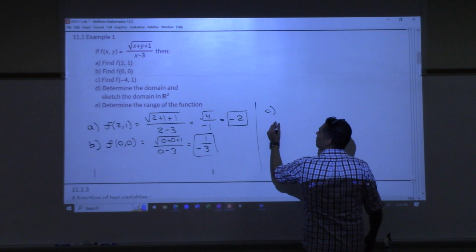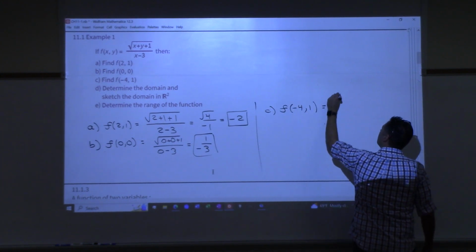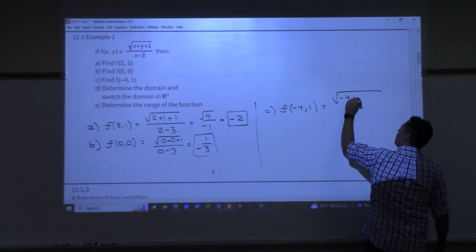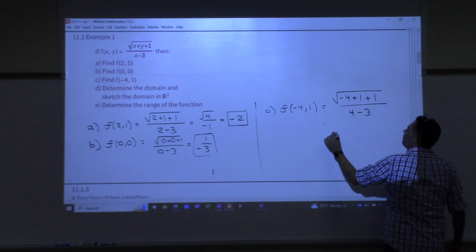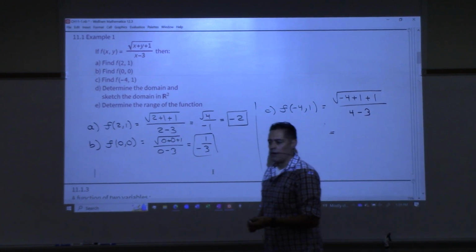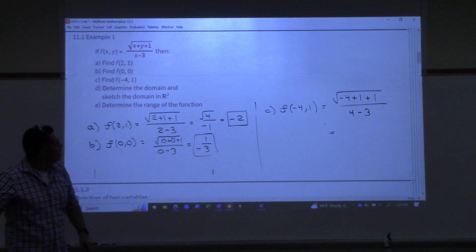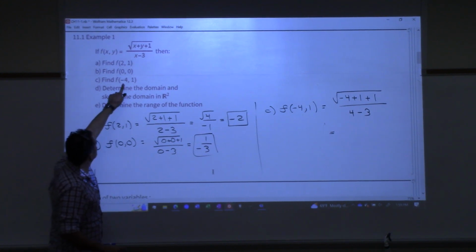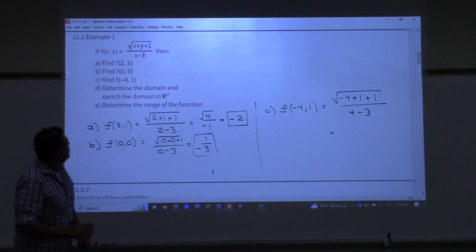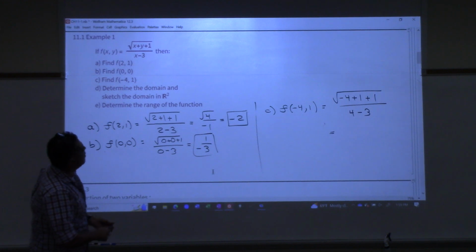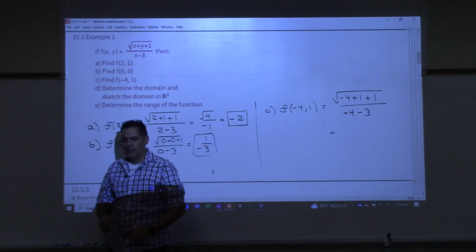For C, f of negative 4, 1, we get square root of negative 4 plus 1 over negative 4 minus 3. Okay, hold on. Was it negative 4? Yeah, negative 4 plus 1. Negative 4 minus 3, on the bottom. Yes, yes. Is that what you're saying? Yeah. Okay.